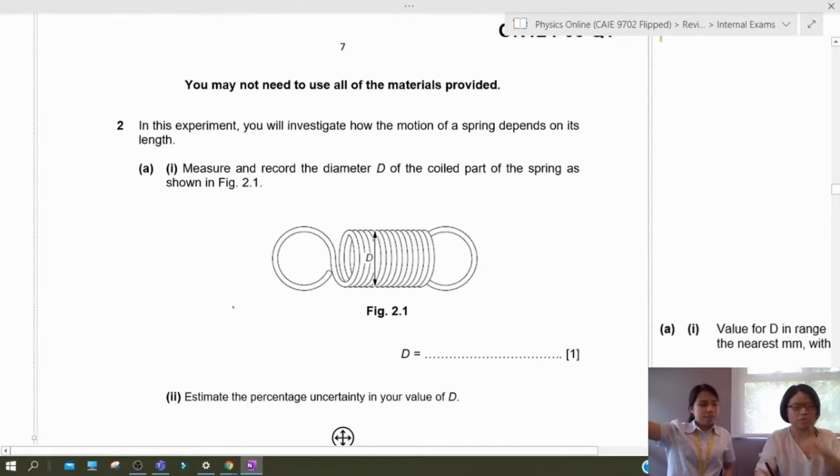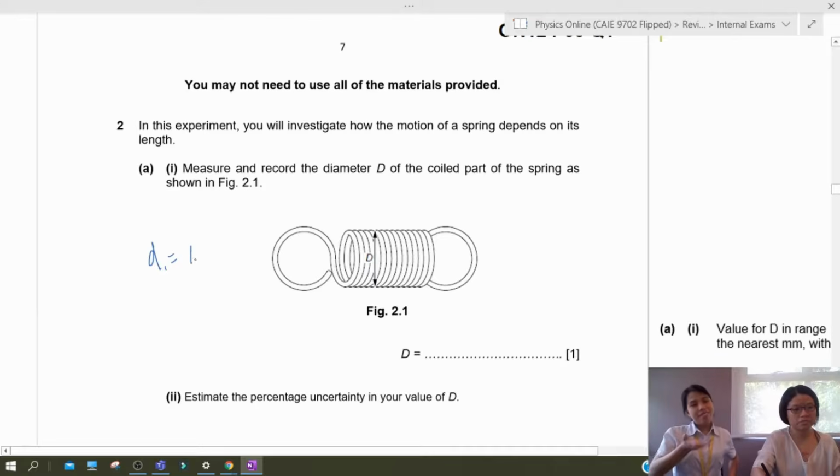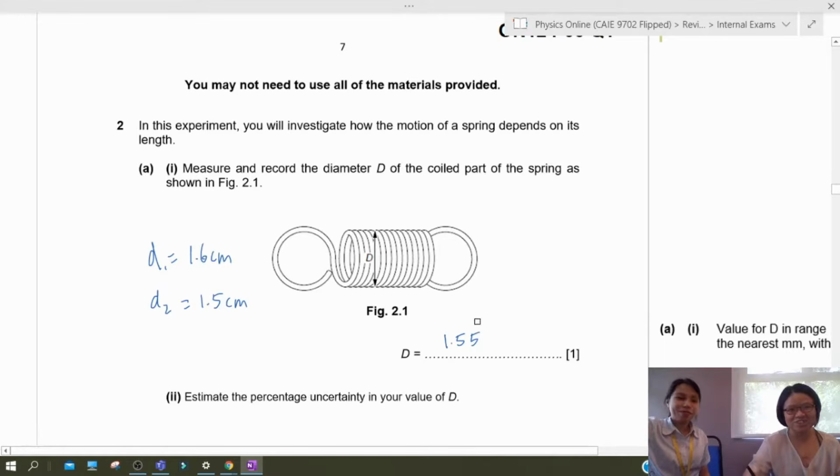Should we take multiple readings? Actually, for question 2, we take 2 readings. Can lah. I mean, it's a static measurement. It's not moving around, but it should be roughly the same. I think a bit paranoid already. Always I lose marks in this question because I never took repeated readings. That's why. So the average is 1.55. I will put 1.6.